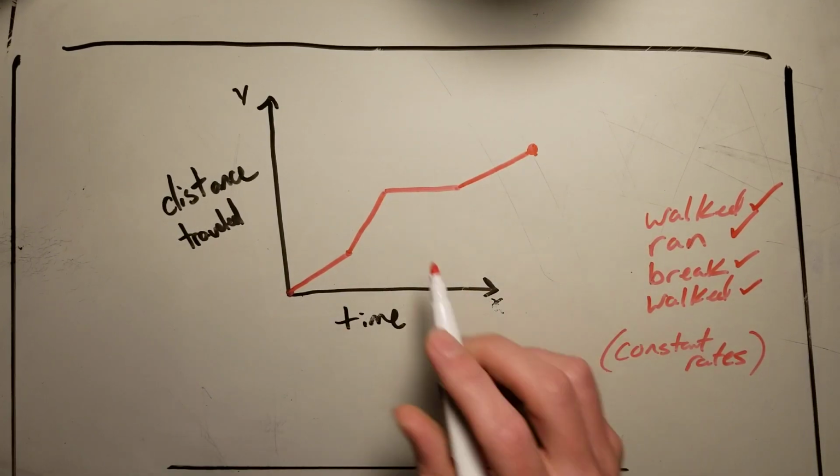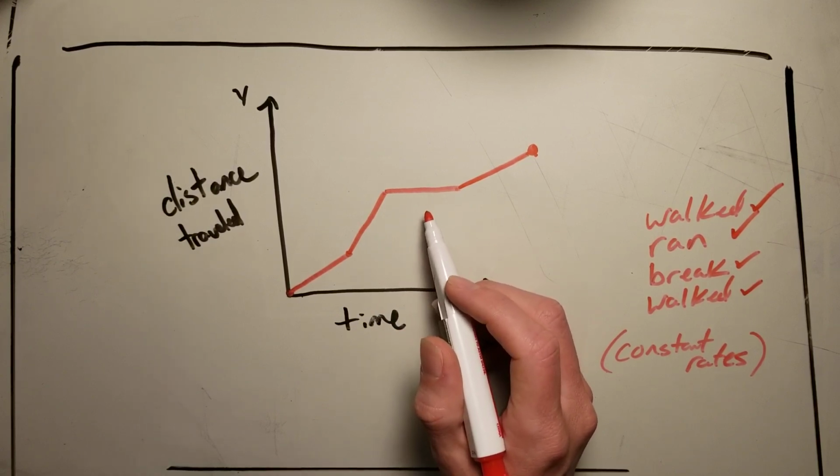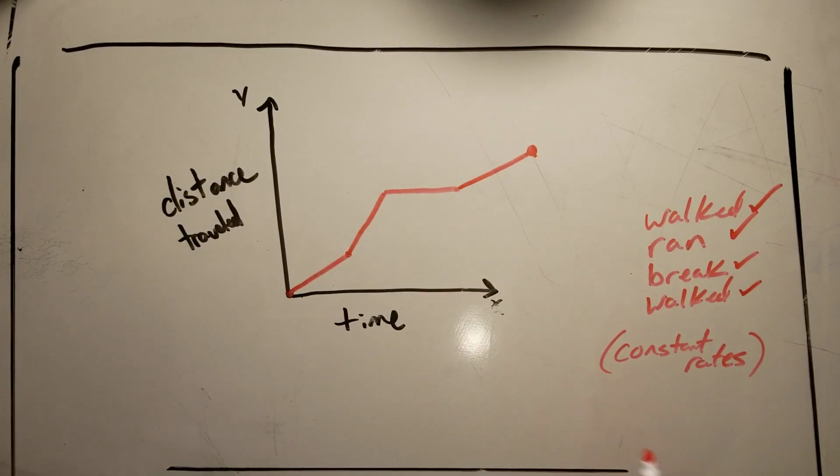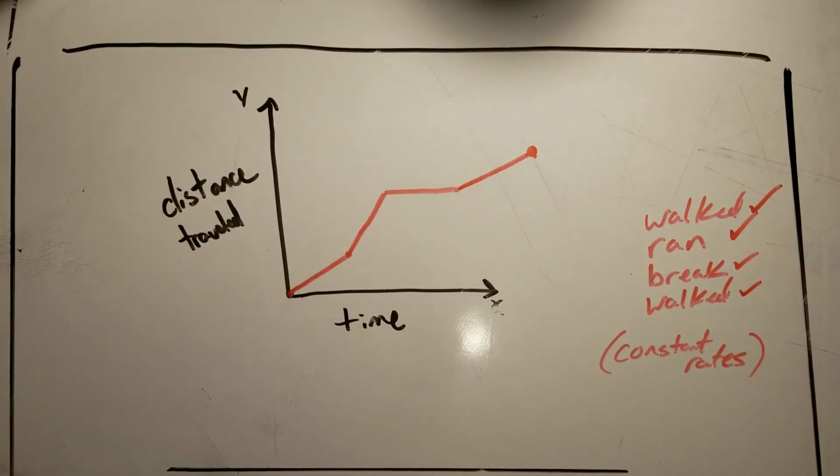All constant rates, and here your constant rate is 0. You're not traveling any distance, you're staying constant. So this would be an example of our athlete alternating between walking and running and back to walking. On to our last one.